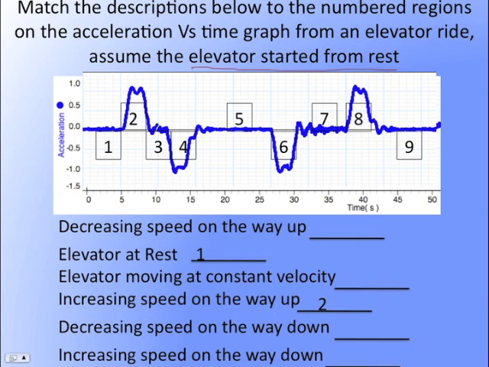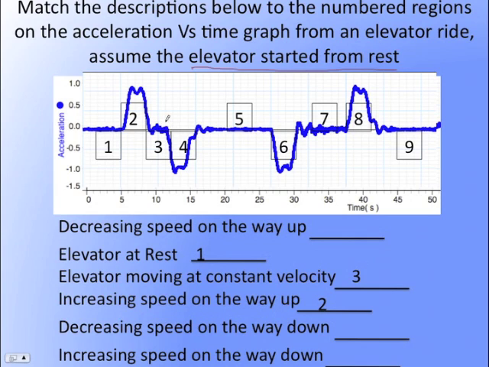Then the acceleration goes to 0. Some people might be tempted to say, oh, so it must be stopped. But we haven't slowed down yet. There's no negative acceleration yet. And so 0 acceleration has to be moving at constant velocity. So this is the elevator cruising past floors.